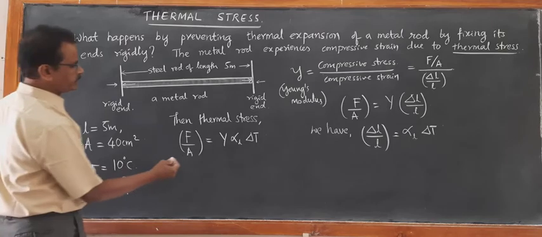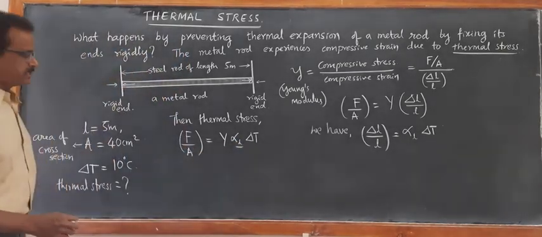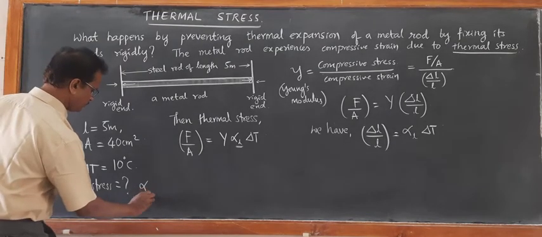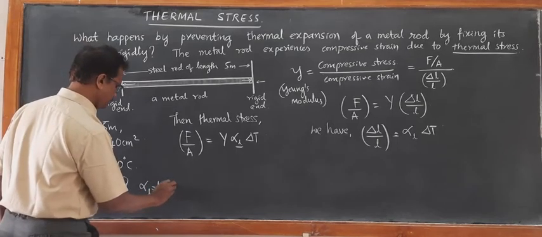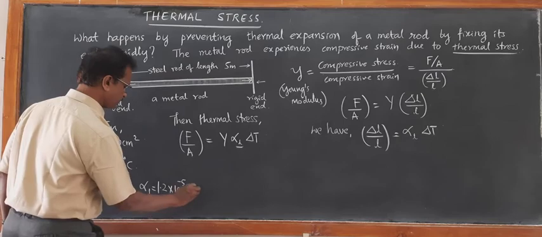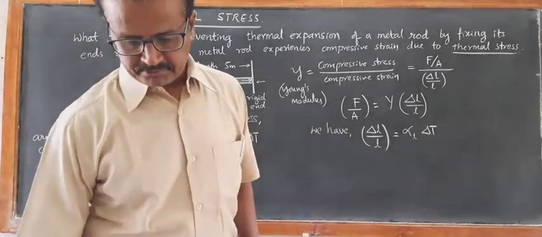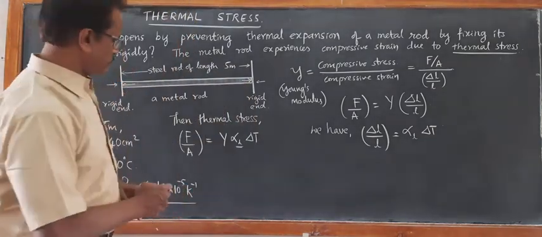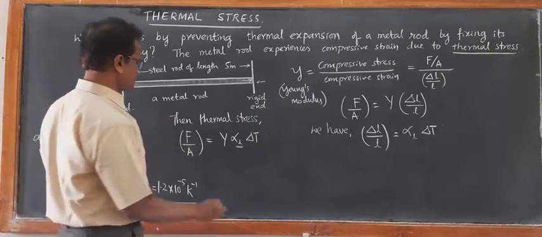Here we have taken into consideration the coefficient of linear expansion of steel. Coefficient of linear expansion of steel from the data, from the list, it is 1.2 into 10 to the power of minus 5 per Kelvin. So now we can substitute all this. When you substitute this, we can get the value of thermal stress.